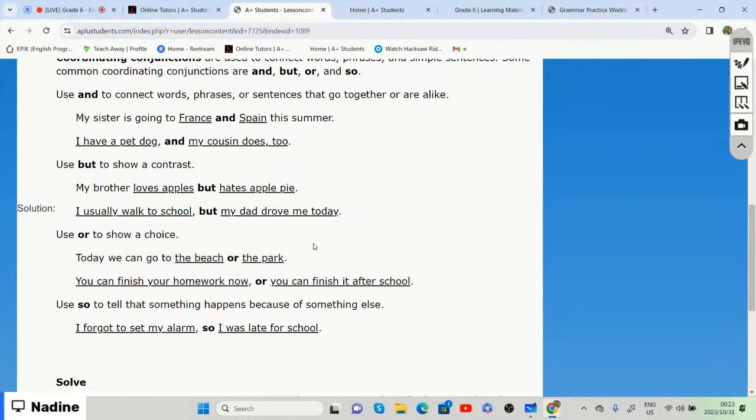So we use "and," right? Whenever we use the word "and," it is used to connect words, phrases, or sentences that go together or are alike. For example, my sister is going to France and Spain this summer. So "and" is our coordinating conjunction. And then, I have a pet dog, and my cousin does too.